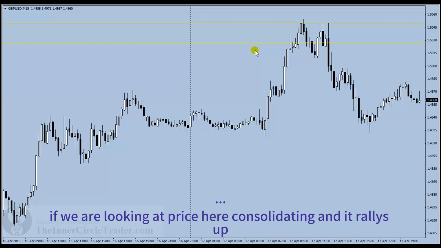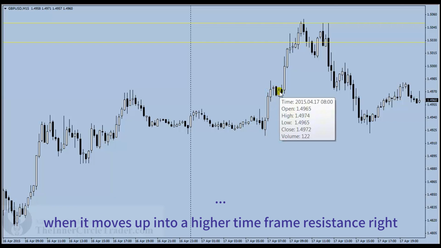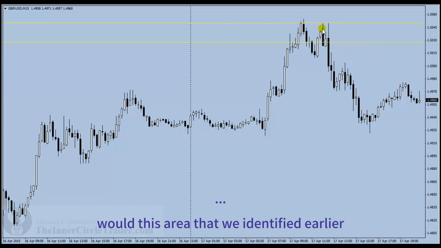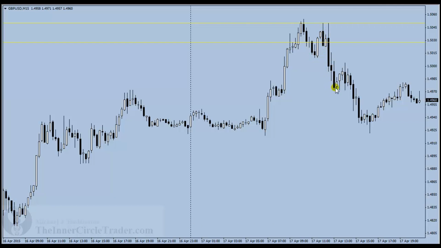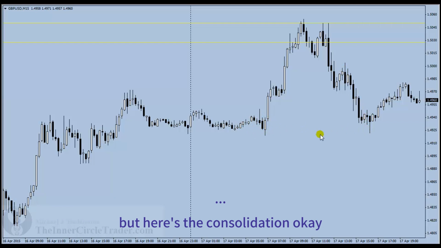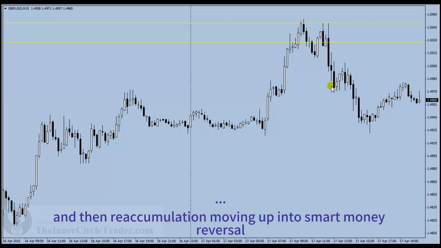And you probably already see it, but here's the consolidation, or the initial accumulation, the initial runaway, and then reaccumulation, moving up into smart money reversal, the low risk short, the break in market structure here, the redistribution back down into the initial area of accumulation. Now, it did not break it here, but we don't always see that. It rallied again, moved back up into what? This old area of redistribution.